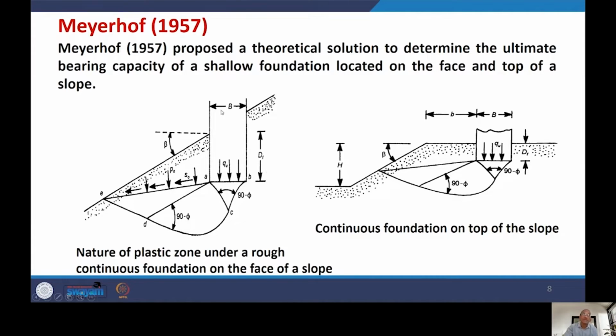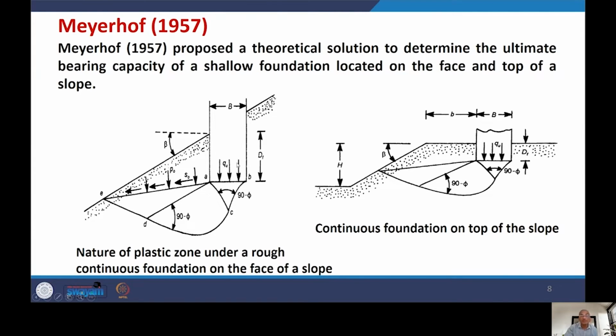So what are the details here? Capital B is the width of the foundation. Df is the depth of foundation, which is normally measured from the ground level to the base of the footing. But ground level is not here, so it is measured from where this footing intersects the slope at the down level. Below this point, the depth of the base of the footing is Df.